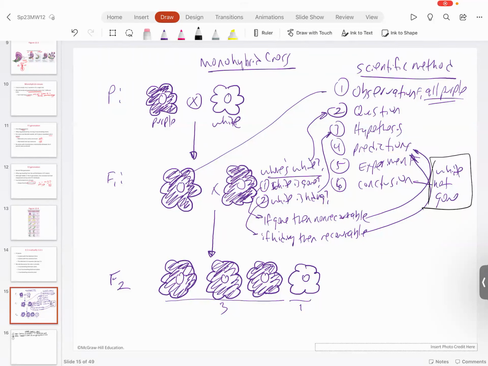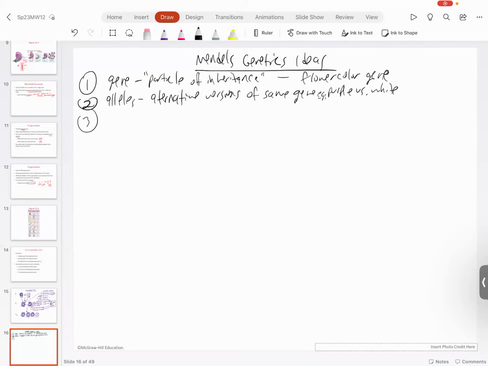So basically, if you're saying that you have a purple packet of instructions from the purple parent, and a white packet from the white parent, then that means the F1s have to have one of each. That means they must have both versions in their hands. But which one do you see? Purple, right? So basically they're saying that white is hiding. So what they said then basically is that these alleles, these multiple versions, don't have the same strength to them. That one allele is dominant.